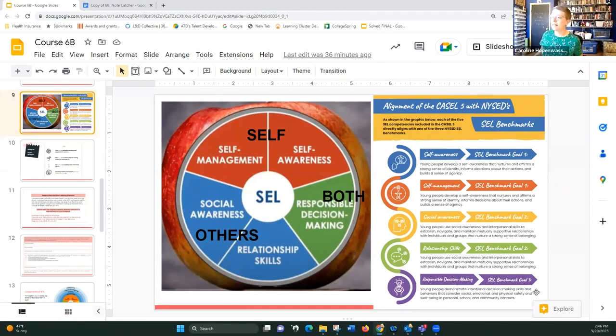So this is part of what we now are supposed to be working on. Well, as teachers, we know we've always been working on that, correct? I would say that there is not a teacher out there who doesn't work on this in some way.